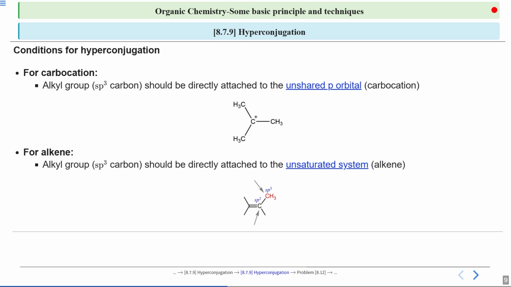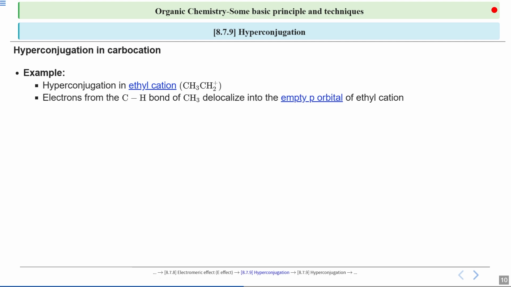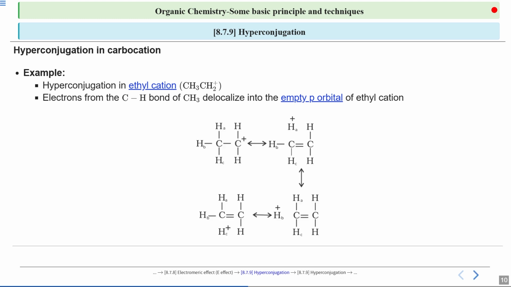Now next we will see hyperconjugation in carbocation. How does it occur? It means how you will show it on paper. That is the most important part. You will never show the orbitals and all. Like in resonance, you will also need a convenient way to show hyperconjugation in case of carbocation. For example, if you consider an ethyl cation CH3CH2+, then electrons will move from the C-H bond of CH3 and they will be delocalized onto the empty p orbital of the ethyl cation. So here is an example illustration of that.